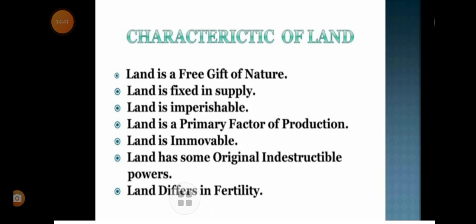Land differs in fertility. Fertility means the value of land. Some land may be very fertile. The land near a river will be very fertile, but wilderness and desert areas may have less fertility. So land has different fertilities. In some places the fertility of land will be more, and in some places less. Even the value of land will be more in some places and less in others.